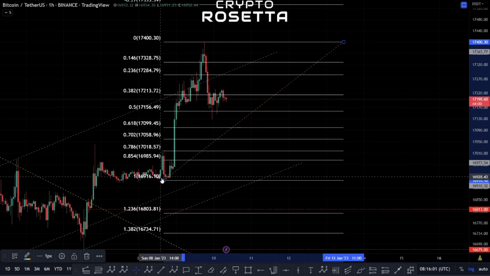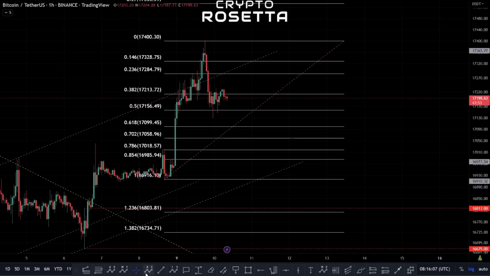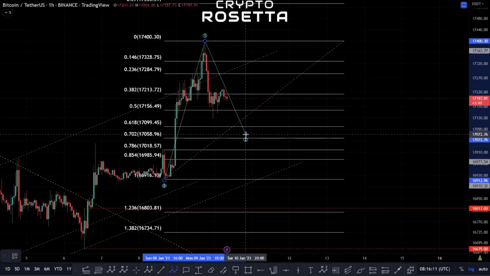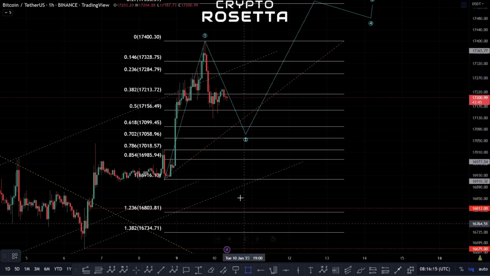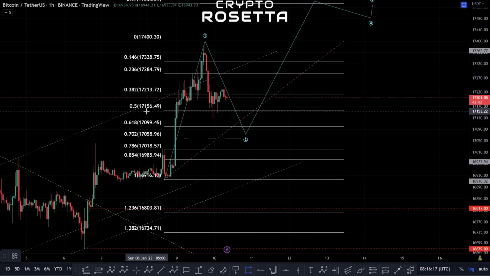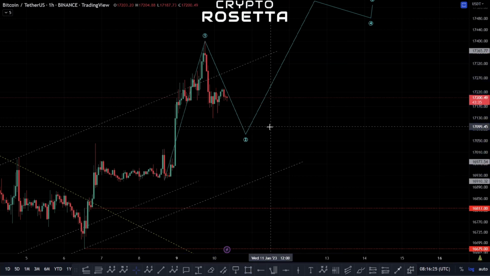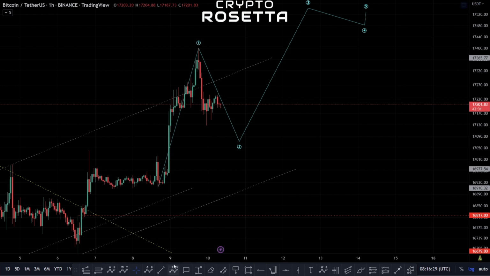So if we do actually come up here and we have this as another 1, 2 within this zone, what we'd be looking for is that support within this zone before looking to push to the upside. That zone, like I said, is between the 17,156 to this 17,018 area.